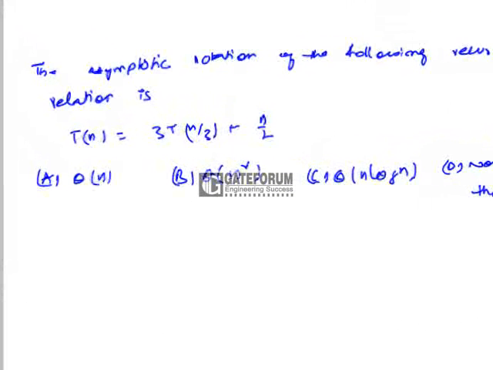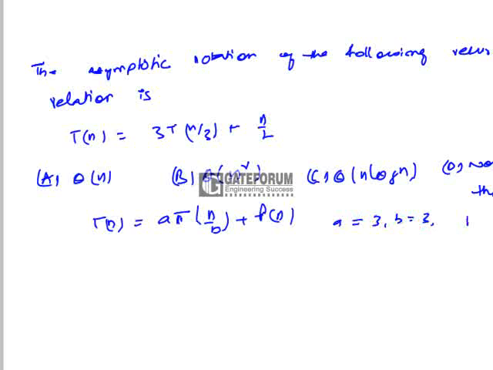The asymptotic notation of the following recurrence relation: the given recurrence relation is T(n) = 3T(n/3) + n/2, and we have to express it in asymptotic notations. To solve these kinds of problems, we use Master's theorem. In Master's theorem, T(n) is compared with aT(n/b) + f(n). So here a is equal to 3 and b is equal to 3, and f(n) is n/2.